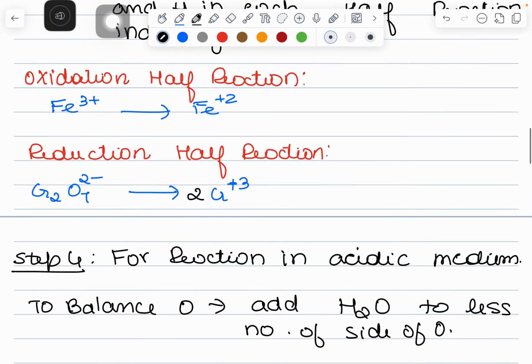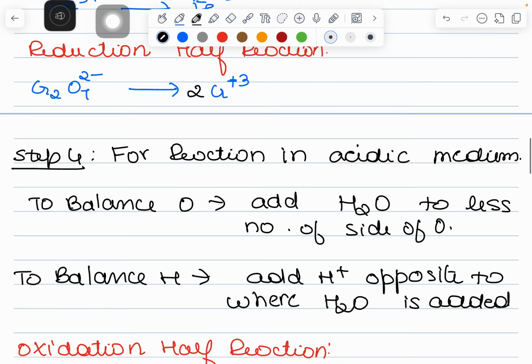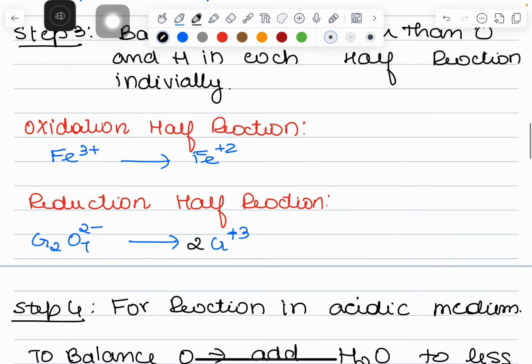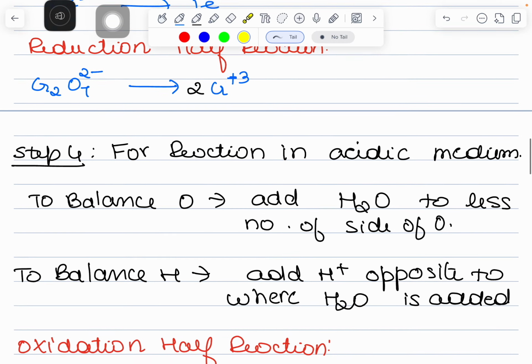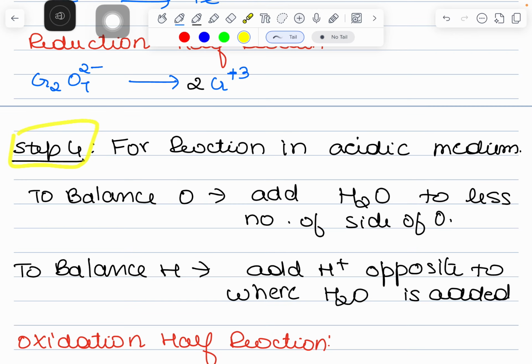Let's see step 4. Now we have balanced all the atoms other than oxygen and hydrogen. Once we have balanced all the other atoms, we now have to balance oxygen and hydrogen. Let's see how it goes. Step 4: for a reaction in acidic medium, let's see how oxygen and hydrogen are balanced.